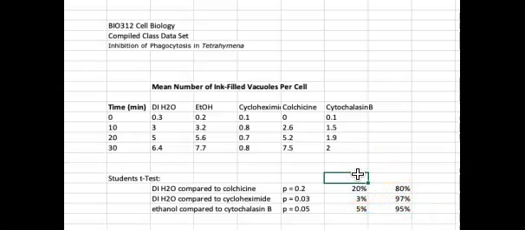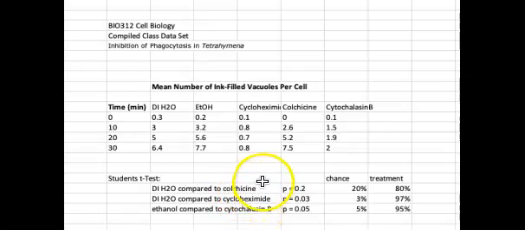This column is what's the probability that any differences that we saw were due purely to chance. So I'm going to label that as chance. And this column tells us the probability that any differences we saw were due to the treatment. Let's take a look at these results.